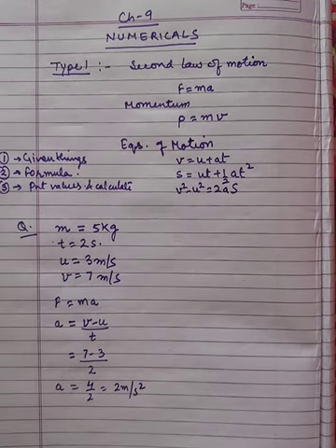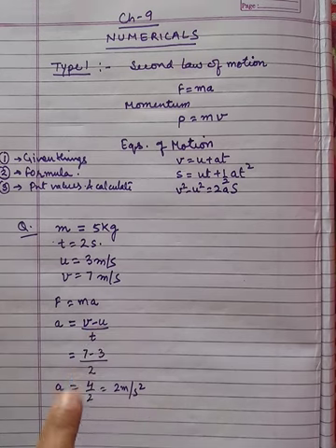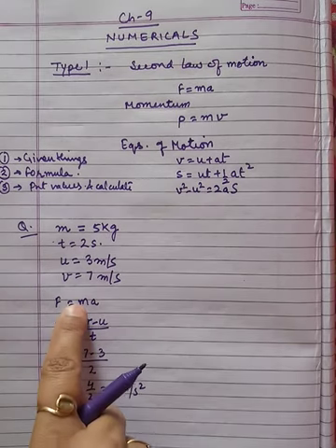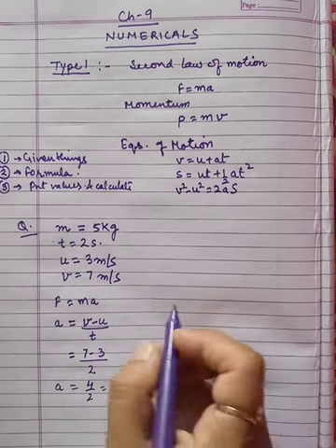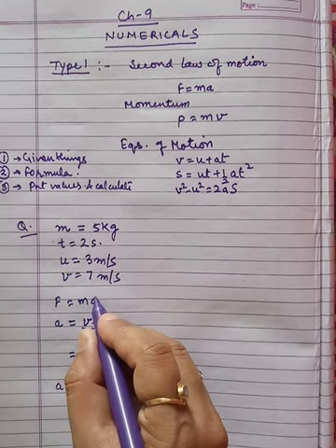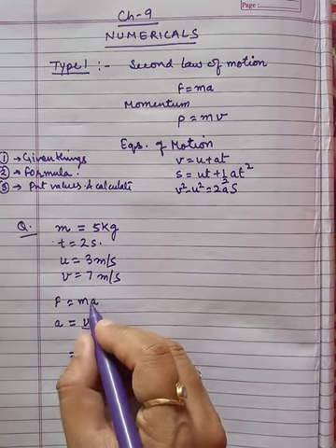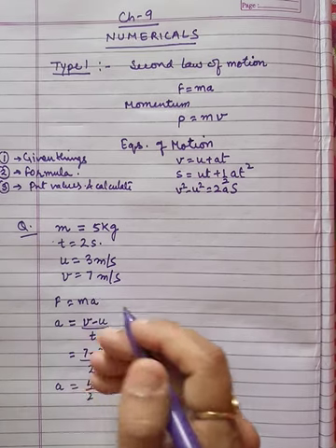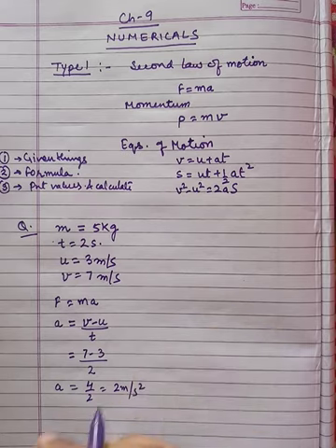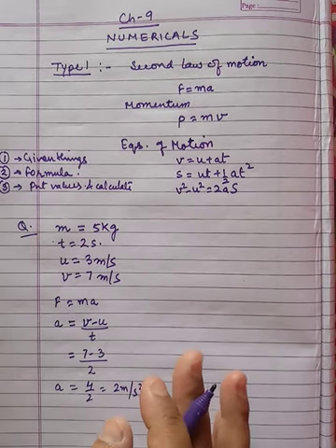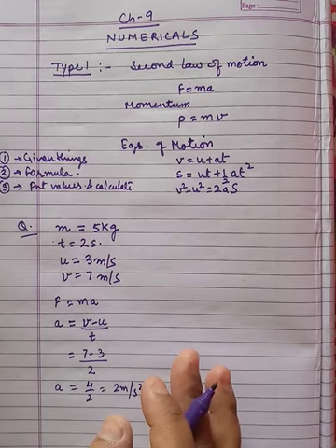Either we can find out the acceleration value first and then put the values in this formula, or we can use another method, where we put the formula for acceleration over here and directly put these values. Both the methods are correct. Whichever method you find easy, you can apply.